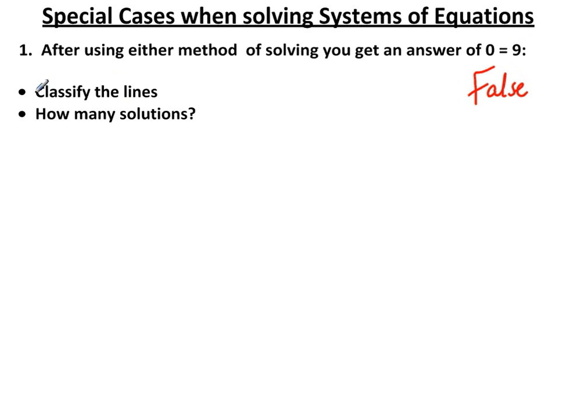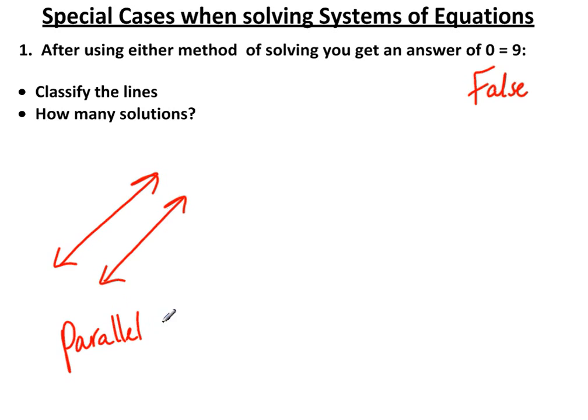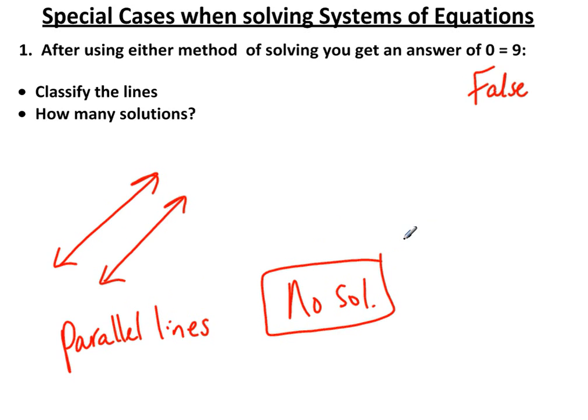Well, if you can't find a point where they intersect, that means we have parallel lines. So without even graphing the lines, you should be able to tell by the solution what kind of lines you have. So we get parallel lines. And what does that tell me about the number of solutions? Well, parallel lines don't hit, so we have no solution. And the reason we have no solution is because we get a false statement.